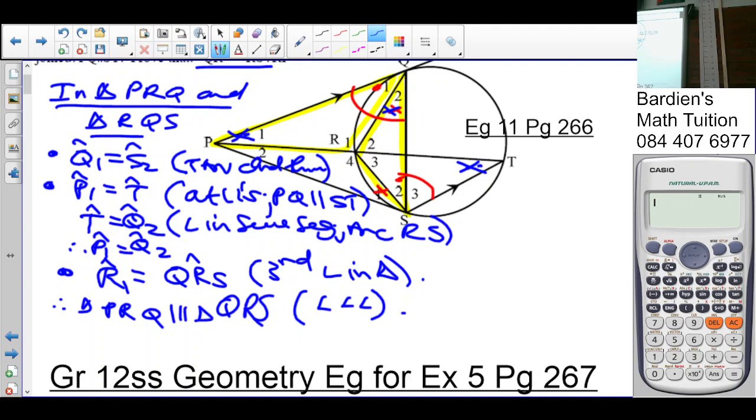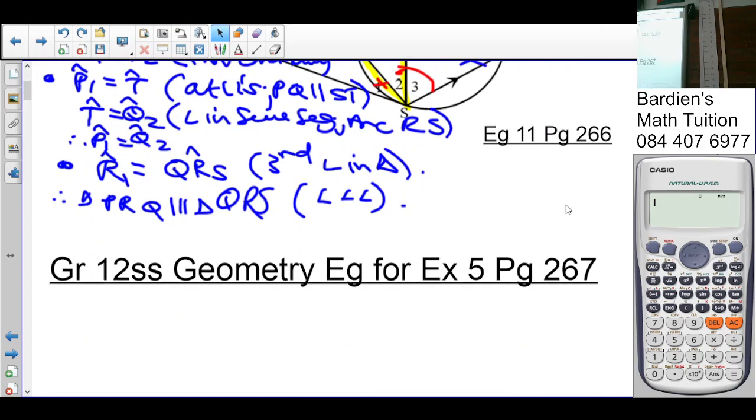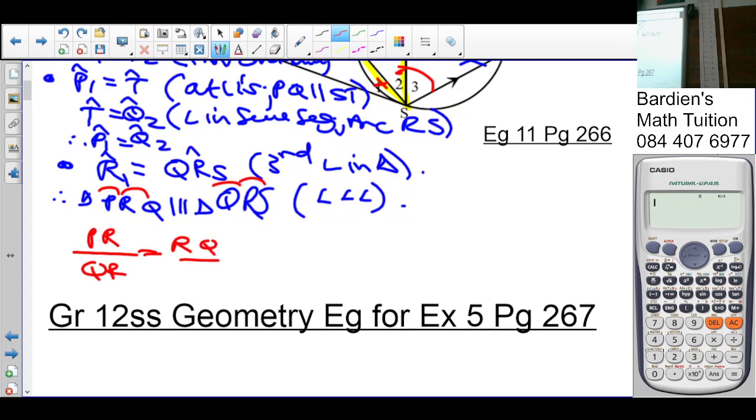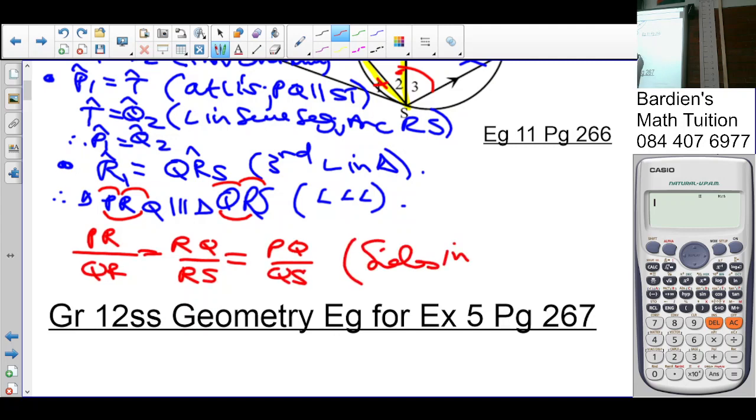So what can we derive from this information? We can derive our sides that are in proportion. So what can I say here? PR over QR is equal to RQ over RS. This is why order is important. Equals PQ over QS. And what do we write here? Sides in proportion.